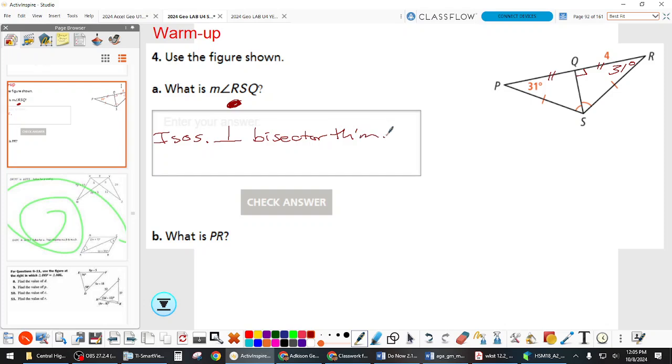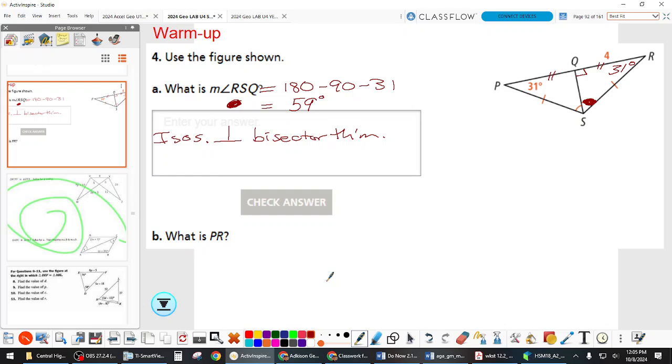Anyway, with that, angle QRS is 180 minus 90 minus 31. So now we're looking just in that triangle, and we know two of the angles. We know a 90 and a 31. So we can just subtract those from 180 to get the angle. What is 180 minus 90 minus 31? 59 degrees. Okay? Any questions on that one?